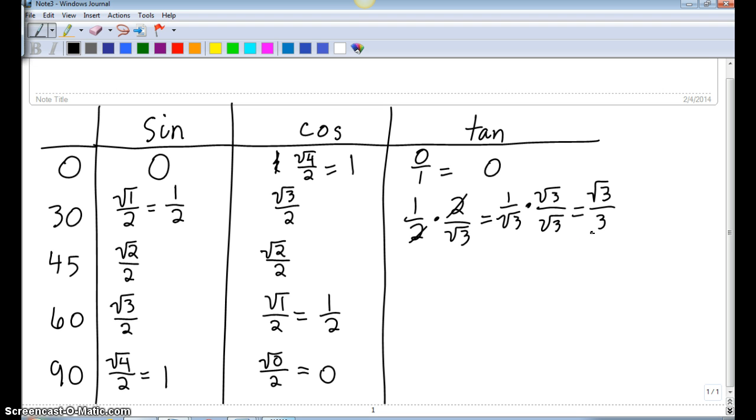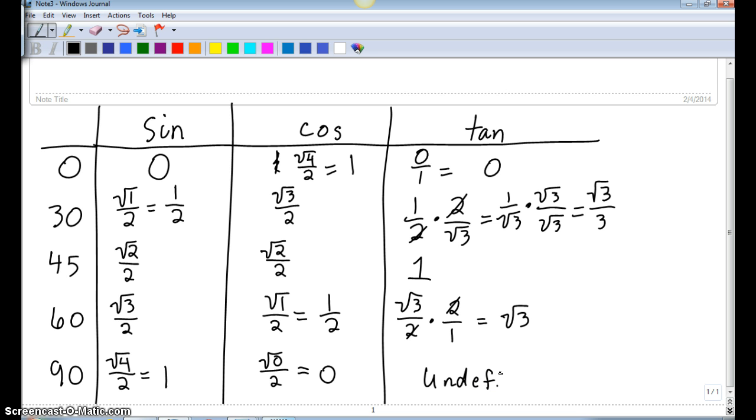Now, 45 degrees, that's just the square root 2 over 2 divided by itself, which is just 1. 60 degrees, we're back to the square root 3 over 2. Again, instead of dividing by a half, I'm multiplying by the reciprocal. 2's cancel, and you get the square root of 3. And then 1 divided by 0 is just undefined.